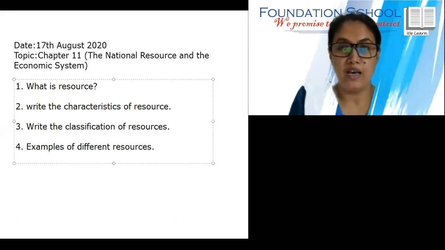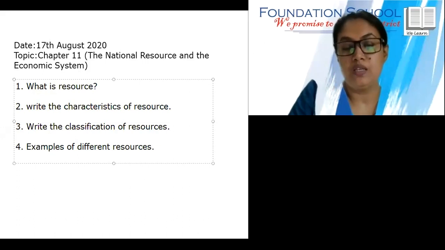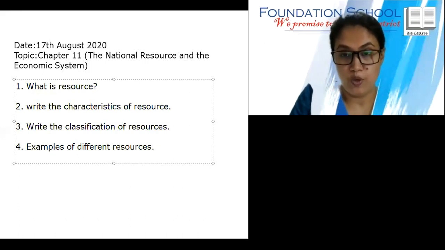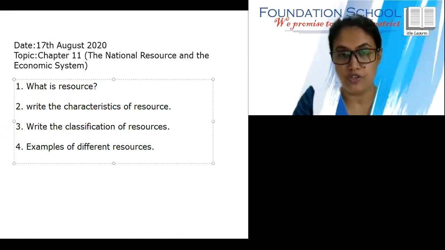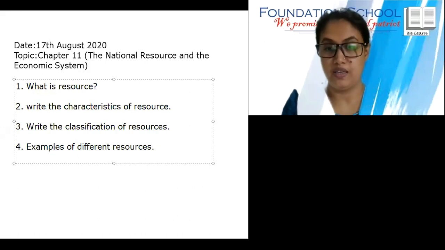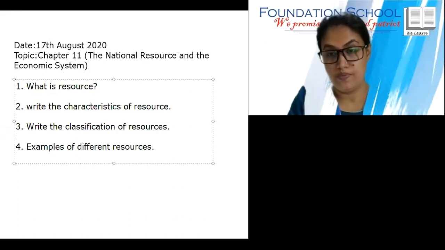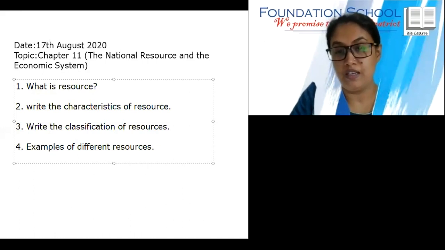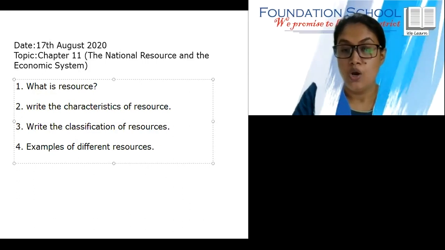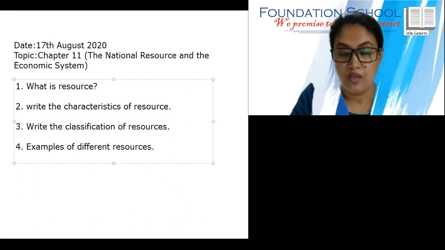So welcome to my class, and today we are going to discuss the national resource and the economic system. The chapter begins with the definition of the resource. The definition of resource in economic terms and the definition of resource in common sense are different. So what is resource? Resource is a valuable good. It doesn't matter that it has to be very valuable. A resource is a thing or goods which has utility, by which we can earn more.